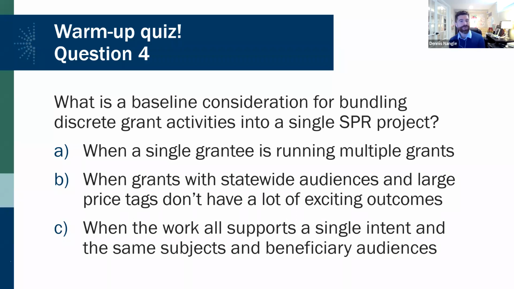Question number 4. What is a baseline consideration for bundling discrete grant activities into a single SPR project? A, when a single grantee is running multiple grants. B, when grants with statewide audiences and large price tags don't have a lot of exciting outcomes. Or C, when the work all supports a single intent and the same subjects and beneficiary audiences.